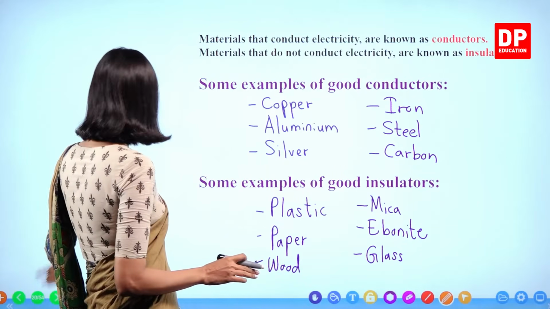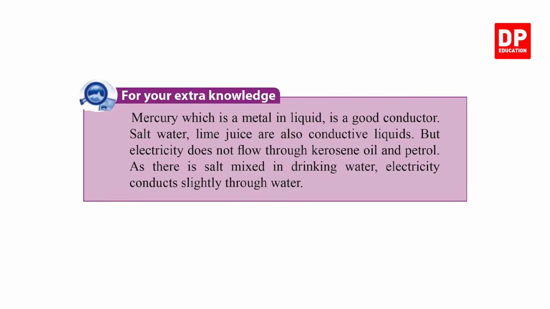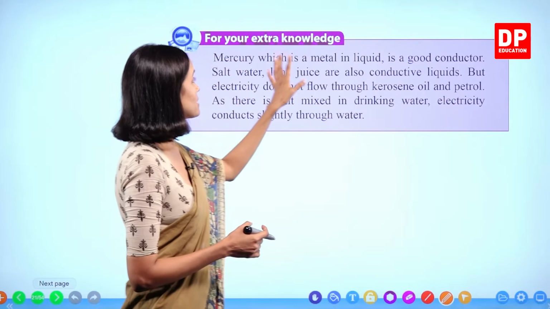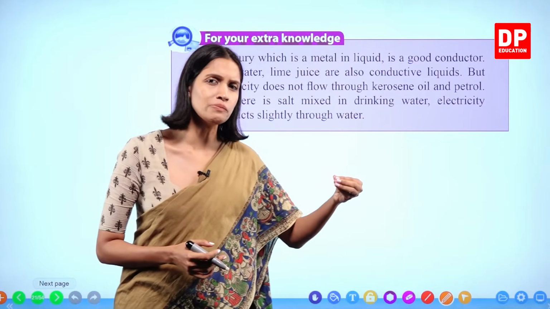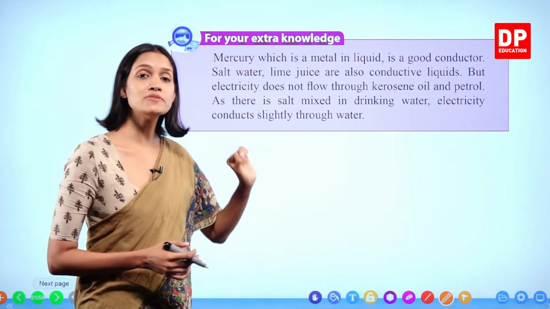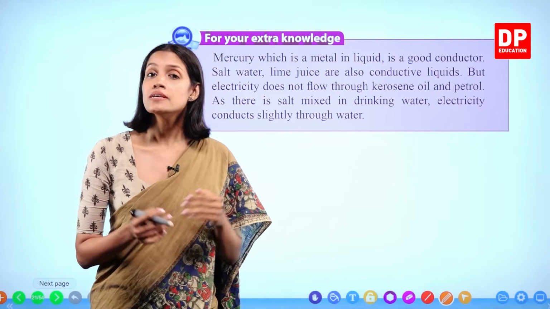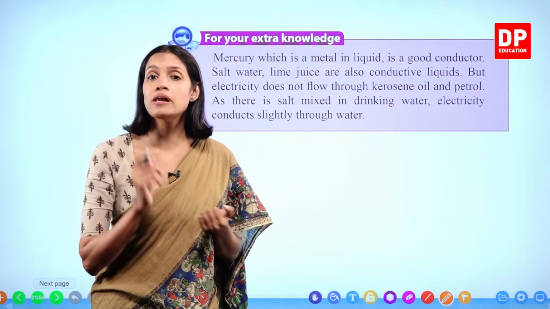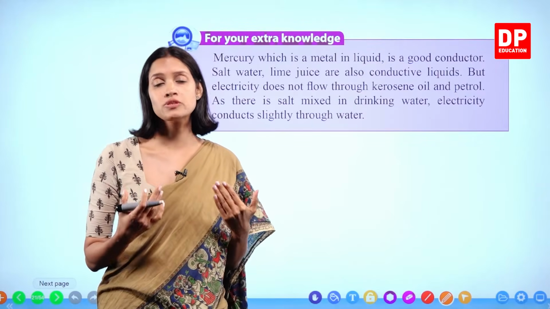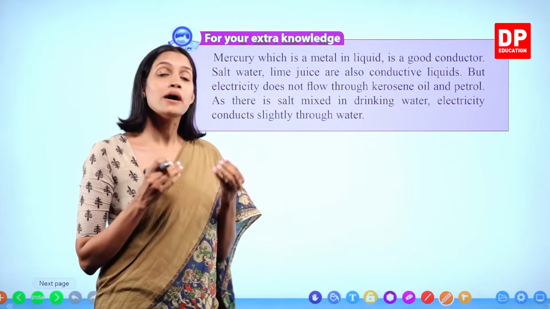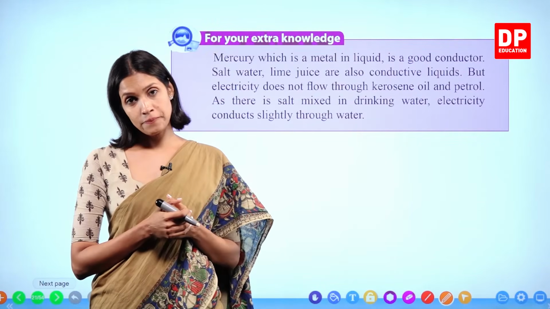So look at this one. Another additional knowledge part is given. Mercury, which is a metal in liquid. Now, have you seen mercury? Some of you must have seen it in thermometers. There are different types of thermometers. Some of these thermometers are known as bulb thermometers. Nowadays, we use digital thermometers most of the time, but bulb thermometers are also there.